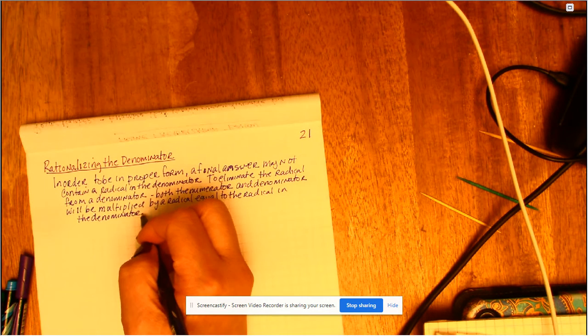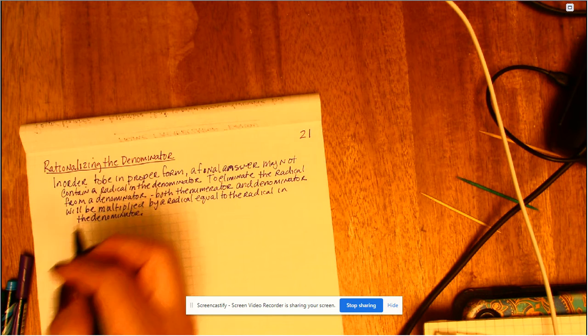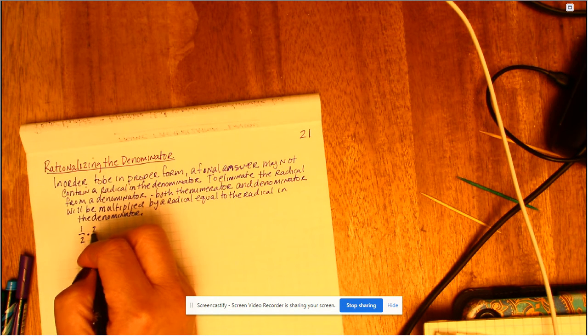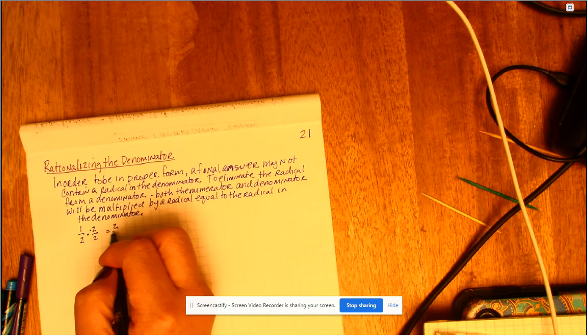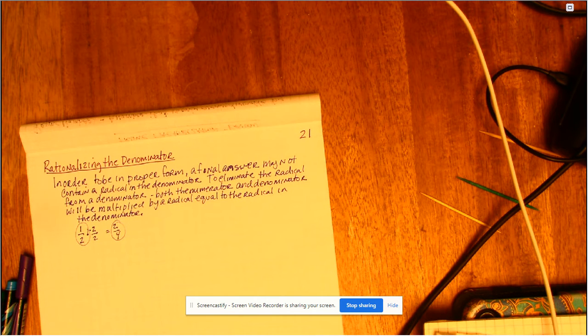And why are we able to do this? Well, this is just like finding an equivalent fraction. If I had the fraction 1/2, if I multiplied both the top and the bottom by 2, I'd get 2/4, and 2/4 is equal to 1/2. So that law of equality, or finding the equivalent fraction, is what allows me to do that.